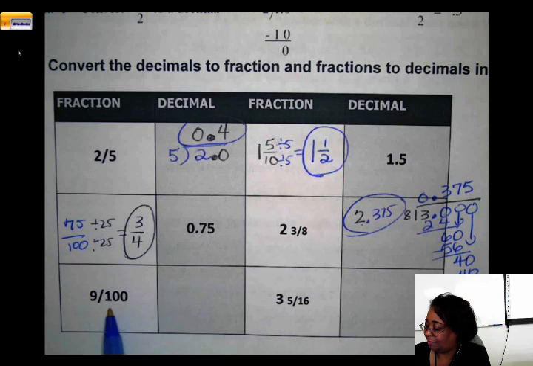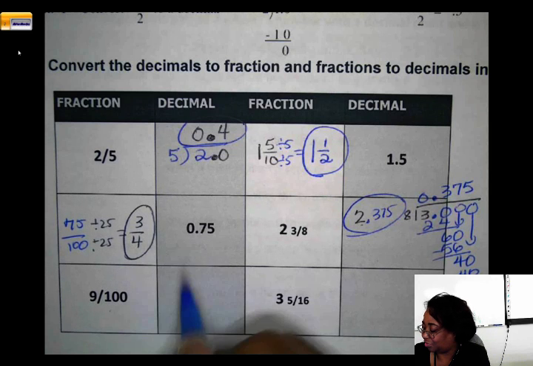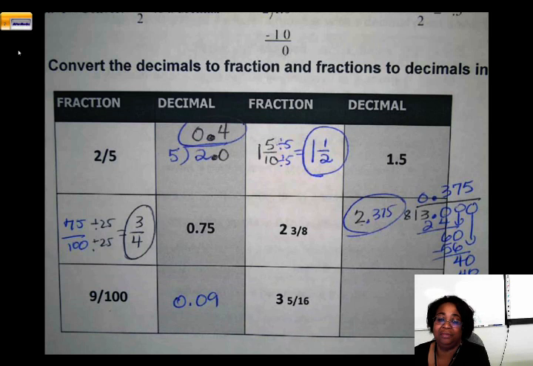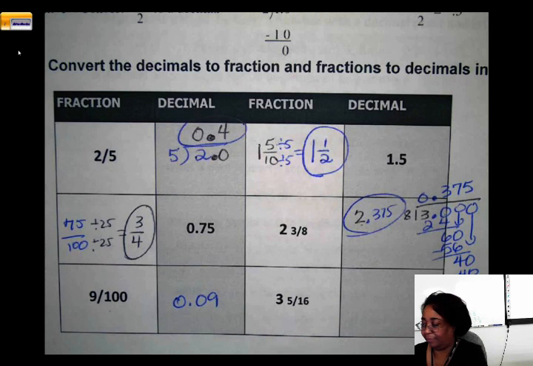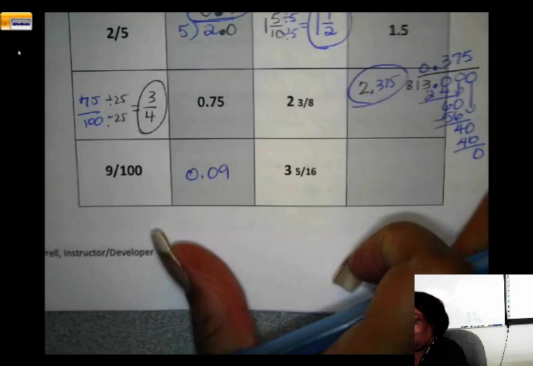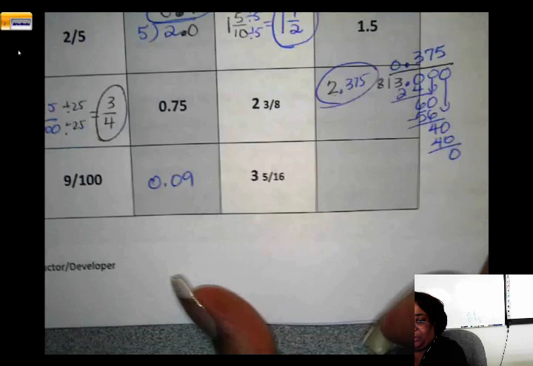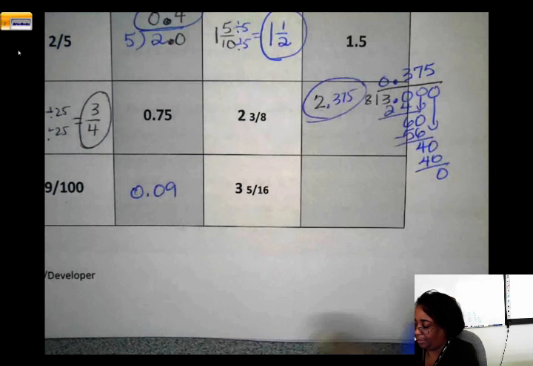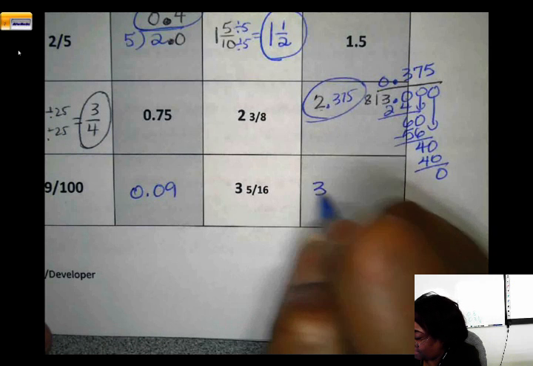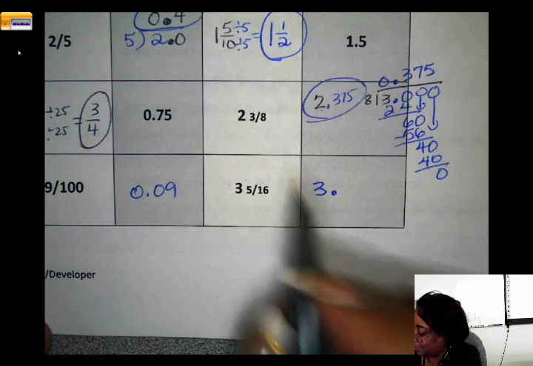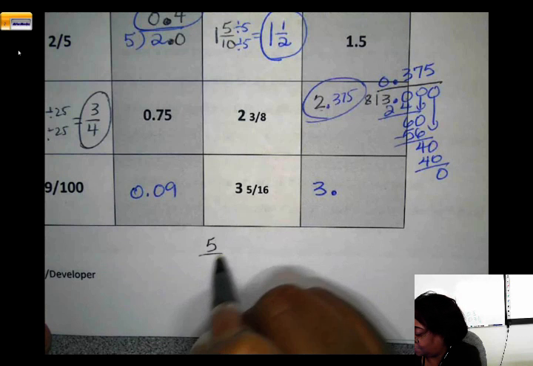Here I'm given the fraction 9 hundredths. I can just write that, 0.09. That's 9 hundredths. Read it out loud and do it. On that last one, I'm going to need to divide. So let me make that pretty big so I can divide that bottom part. I know I'm going to have 3 in my decimal, but I have to figure out what the decimal part is. 5/16.